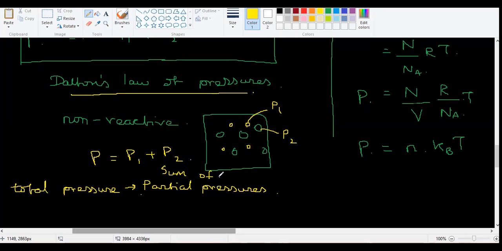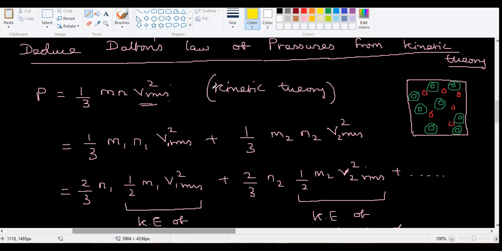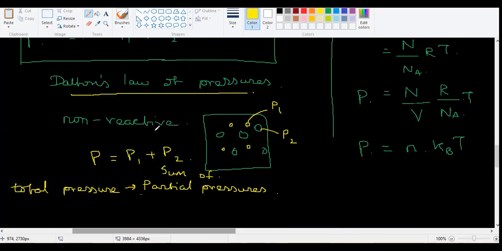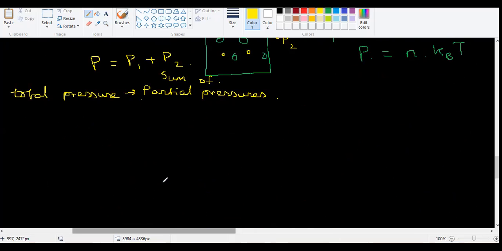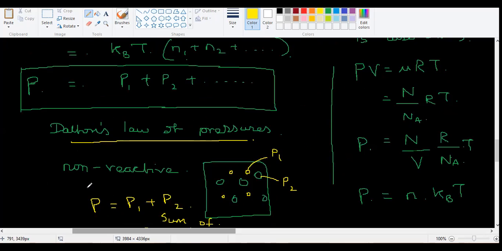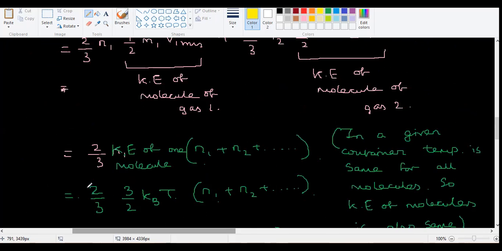Any questions? So this is a derivation, or deduction, of Dalton's law of partial pressures from kinetic theory. This is what you're supposed to do. As I always say, for any derivation, you should know the starting point. If you don't know the starting point, obviously you cannot do it. So you should know the starting point and the ending point. Only then you will be able to do the derivation. I hope you are taking down the notes properly. I have not given all these derivations in your handbook.